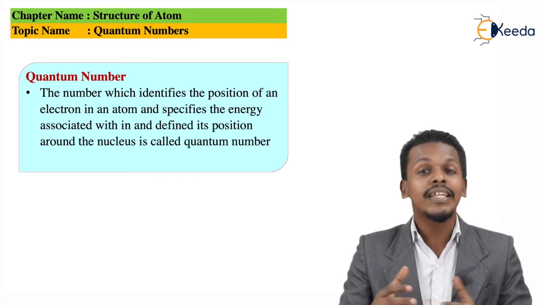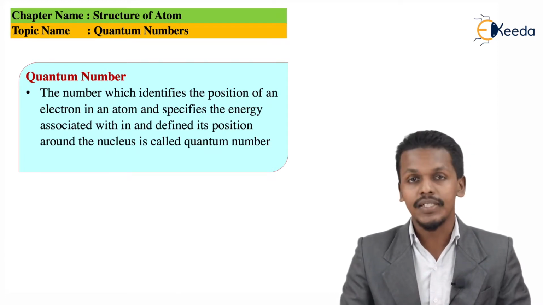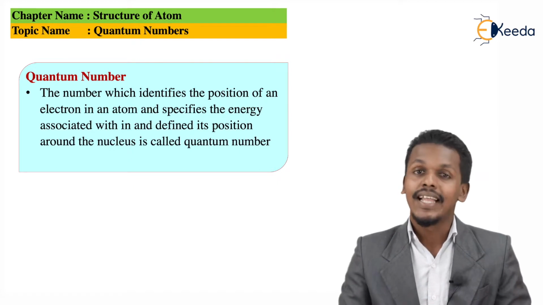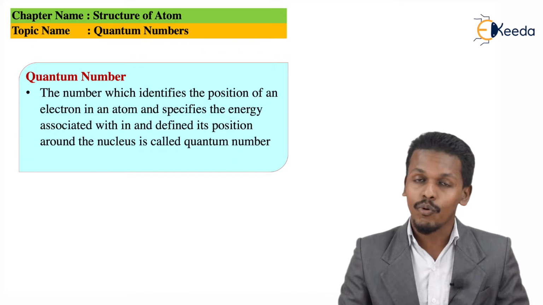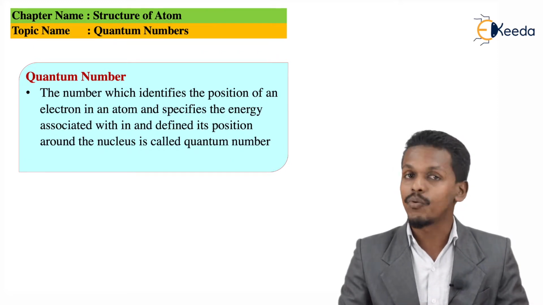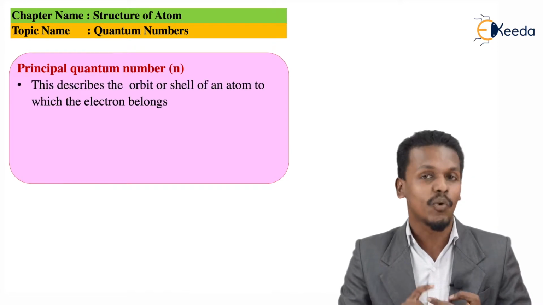Let us understand what the different types of quantum numbers are. There are basically four types of quantum numbers. The first one is the principal quantum number. The second one is the azimuthal quantum number. The third is the magnetic quantum number. And the fourth one is the spin quantum number. Now let us understand the first quantum number, that is the principal quantum number.